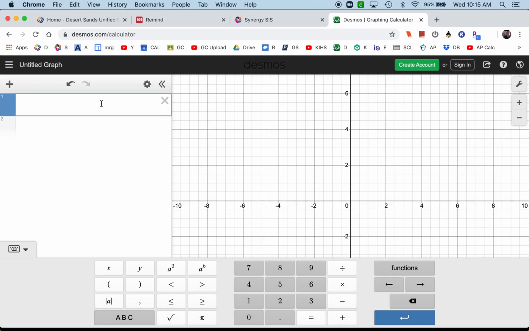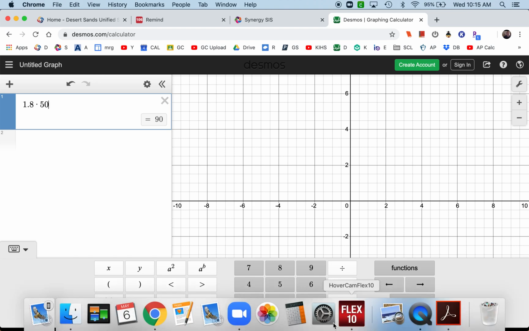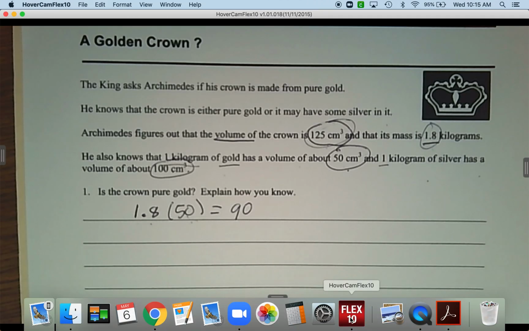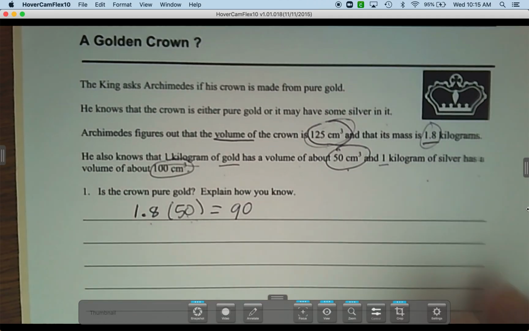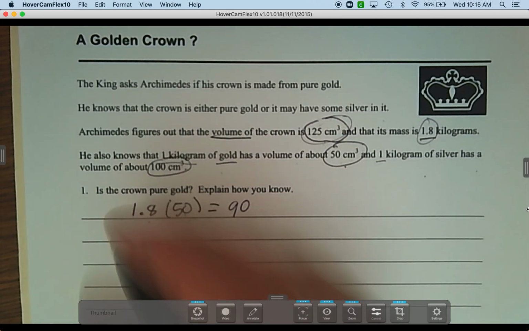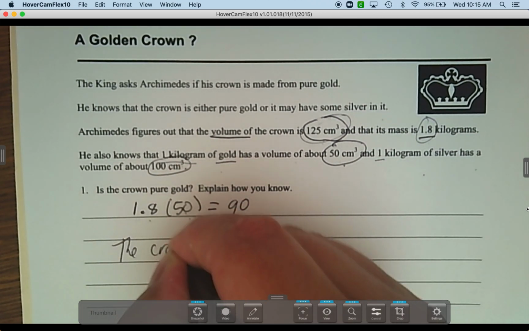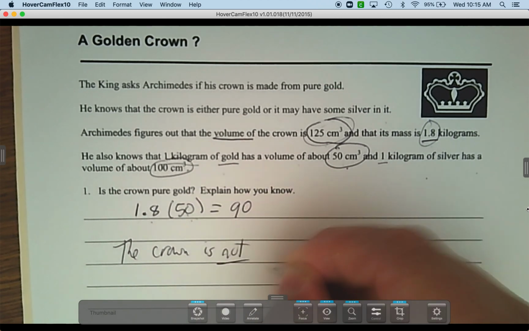So if I come here and I go 1.8 times 50, what answer does that give me? That's 90. So if it was pure gold, then the answer should have been 125 in terms of what it is. So what did we just find out about this? So we just found out this, that the crown is not pure gold. The crown is not pure gold.